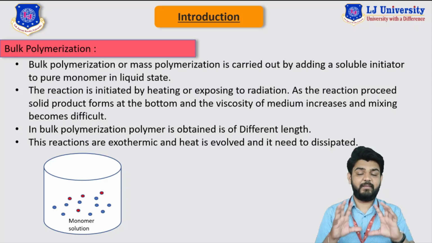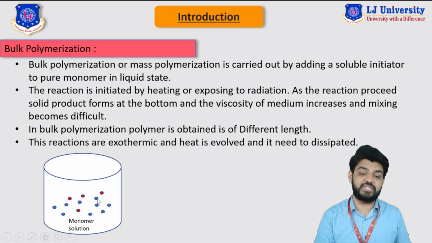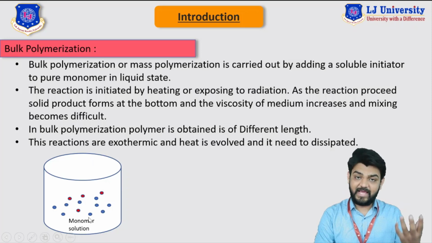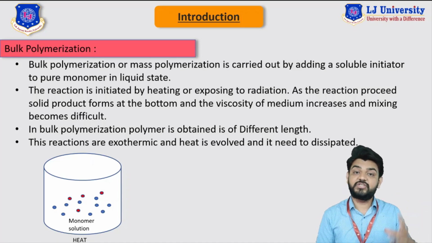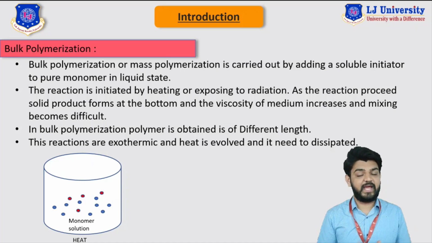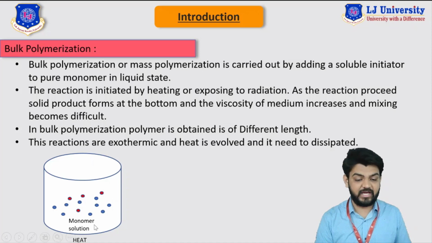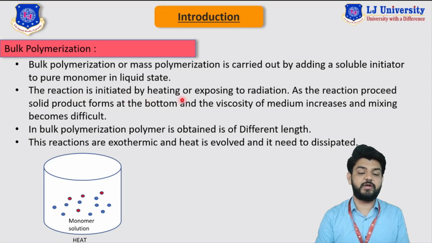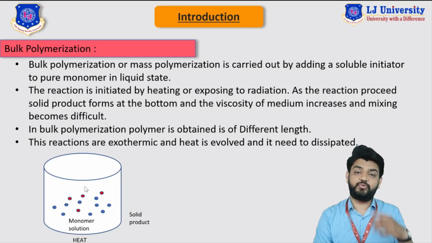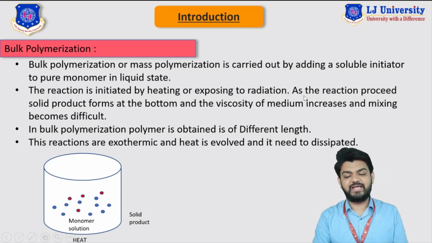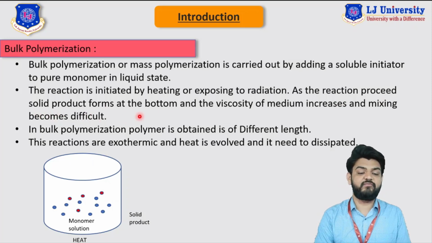So now you can see that my mixture is completely homogeneous inside this reactor. Now when I apply heat by an external source like this, as you can see in this animation, or with external radiation, this polymerization reaction will take place and it will form polymer. You can see here that the reaction is initiated by heating or exposing to radiation, right? When all this reaction mass is exposed to the heat or radiation, it will produce a polymer. Now as the reaction proceeds, the solid product forms at the bottom, right?